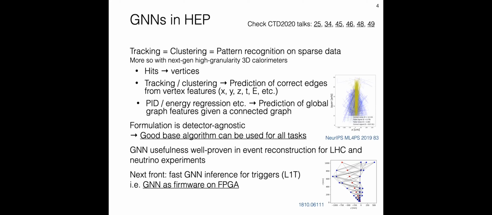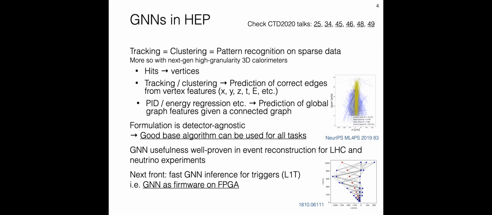So in this sort of view, high energy physics hits can be translated into vertices of the graphs. And tracking and clustering then essentially becomes just prediction of correct edges that connect these vertices, given vertex features such as XYZ or time or energy or whatever. And then things you do on these tracks and clusters, such as particle identification or energy regression, these are just prediction of global graph features given a connected graph.